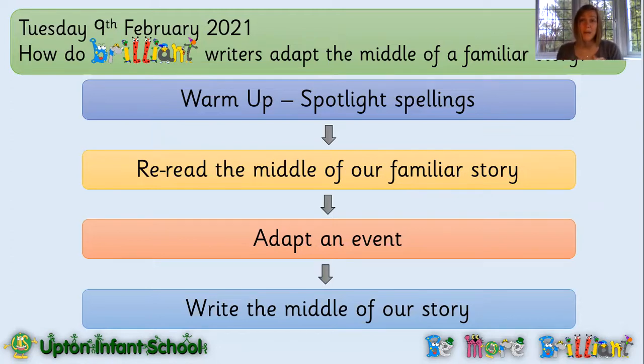So we're going to warm up our brains by looking at those spotlight spellings again. Then I'm going to read you the middle part of our story, and we're going to see if we can adapt an event that happens in the middle. And then you are going to have a go at writing the middle part of the story. Now, yesterday, I made you write 4 sentences. Today, we're only writing 3, so let's see how good we can make them.